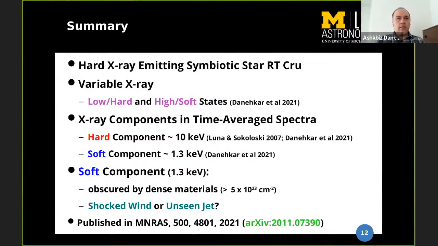In summary, this object has large X-ray variability, and for this study we separated the low and high states. In the time average, we found two different components: the 10 keV component, which was previously found, and we additionally find one at 1.3 keV, which is heavily obscured by dense material. It needs further study to find the origin of this soft component. This result is published in the Monthly Notices of the Royal Astronomical Society, and you can look at the archive preprint of it. Thank you for your attention.